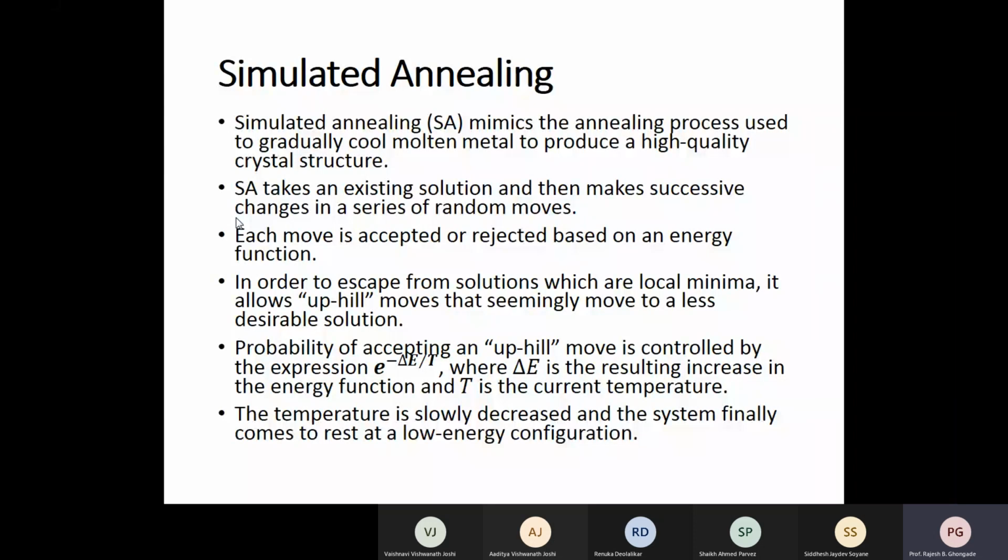Simulated annealing takes an existing solution and then changes it in a series of random moves. It's not totally random, but it has a certain way in which it proceeds. It will start with a solution and then evolve that solution into many different varieties, ultimately giving you the best possible one. So simulated annealing is one kind of optimization tool. If you contrast it with genetic algorithms, genetic algorithms take a large number of solutions and then try to get the best out of them by mimicking the behavior of evolution.